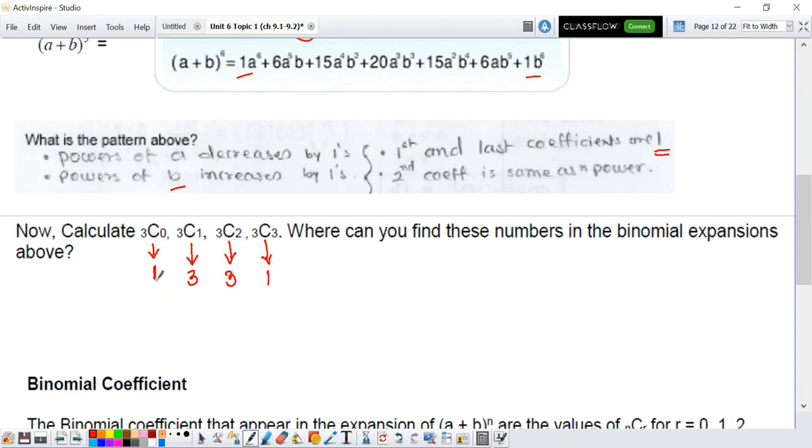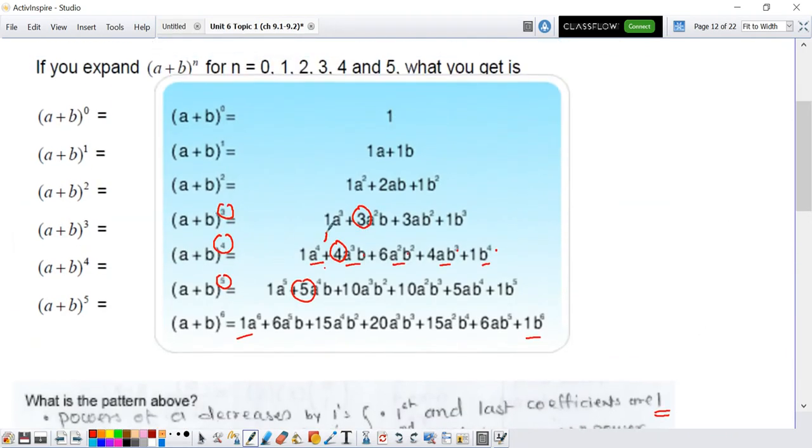So what are these numbers? 1, 3, 3, 1. Where do you see these numbers in a binomial expansion? 1, 3, 3, 1 are actually nothing but the coefficients of (a plus b) to the third power. So let's check it out. Where do you see them? They are 1, 3, 3, 1.